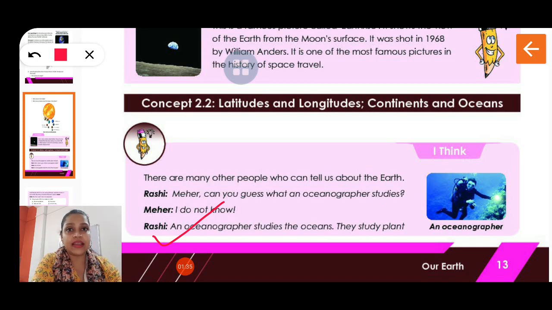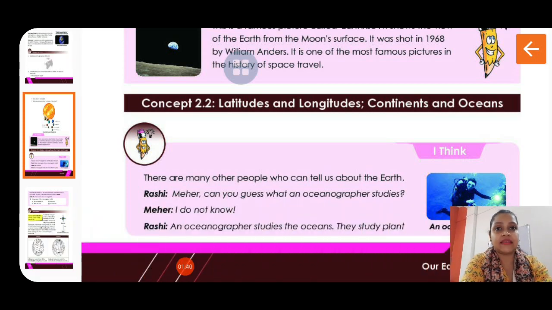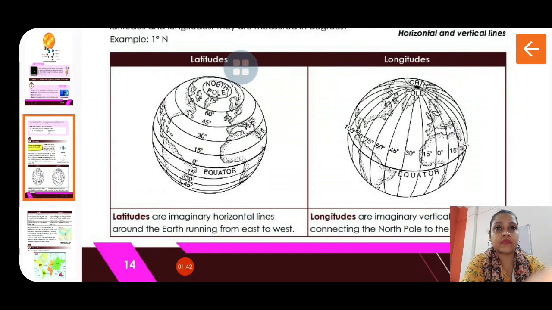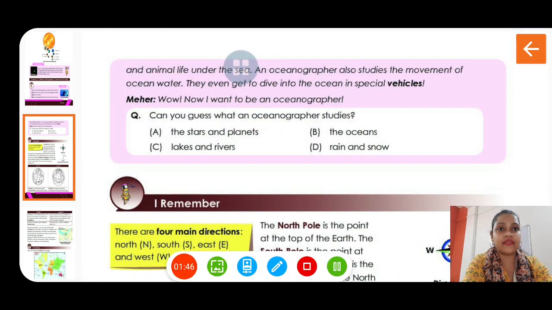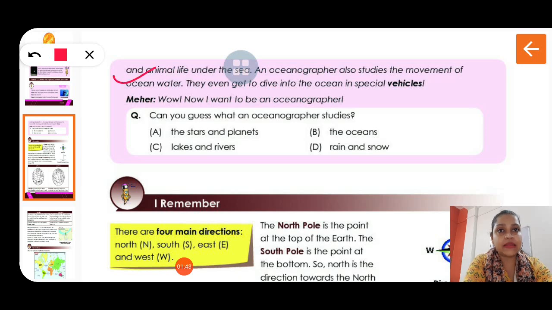And what does he study? Children, he studies the plants which are inside the oceans, and he also studies animal life under the sea. An oceanographer also studies the movement of ocean water. So many things he has to study. They even get to dive into the ocean in special vehicles.